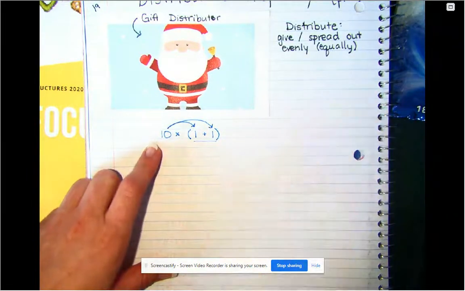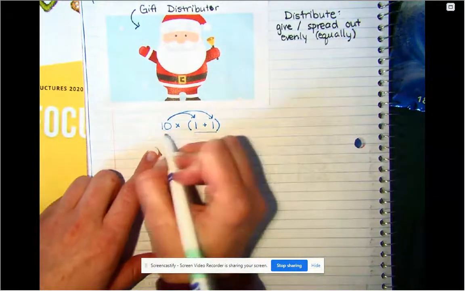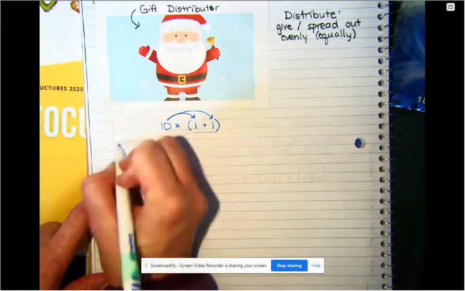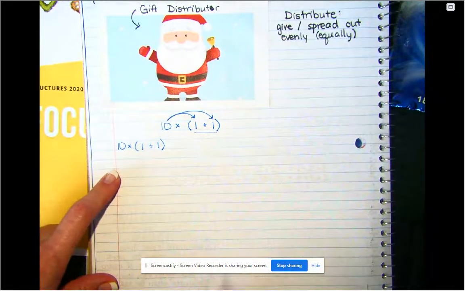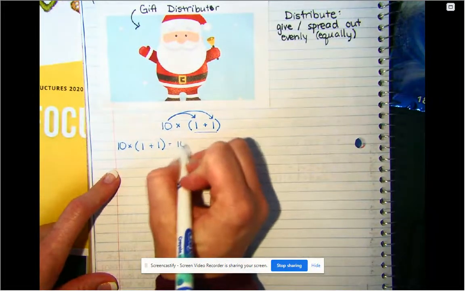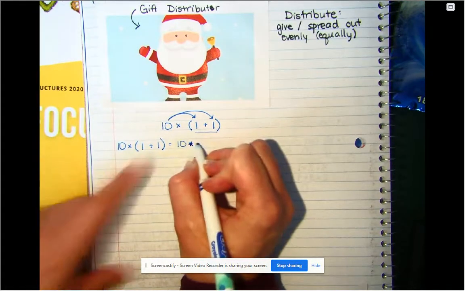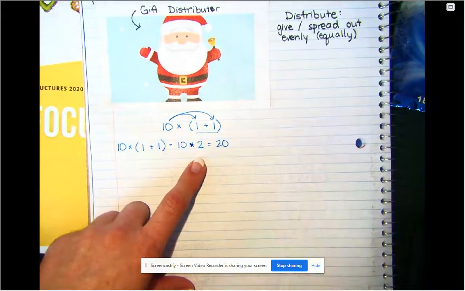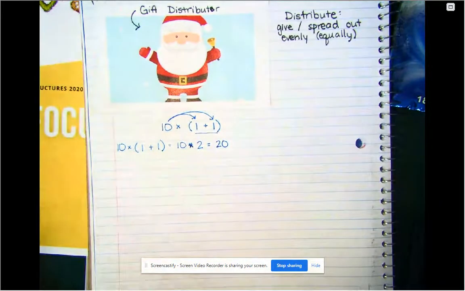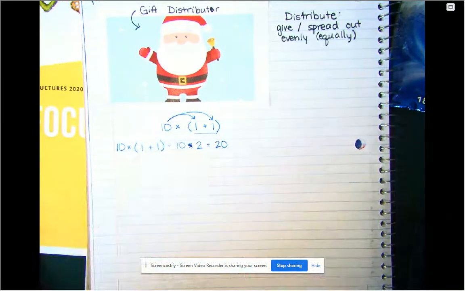So I know you're like, Mom, it's funky, I have no idea what you're talking about. Hold still. Okay, so if we start with 10 times 1 plus 1, the normal way we would do this is we would do 10, whoops, that's a times, 10 times 2, and then we would say 10 times 2 is 20.